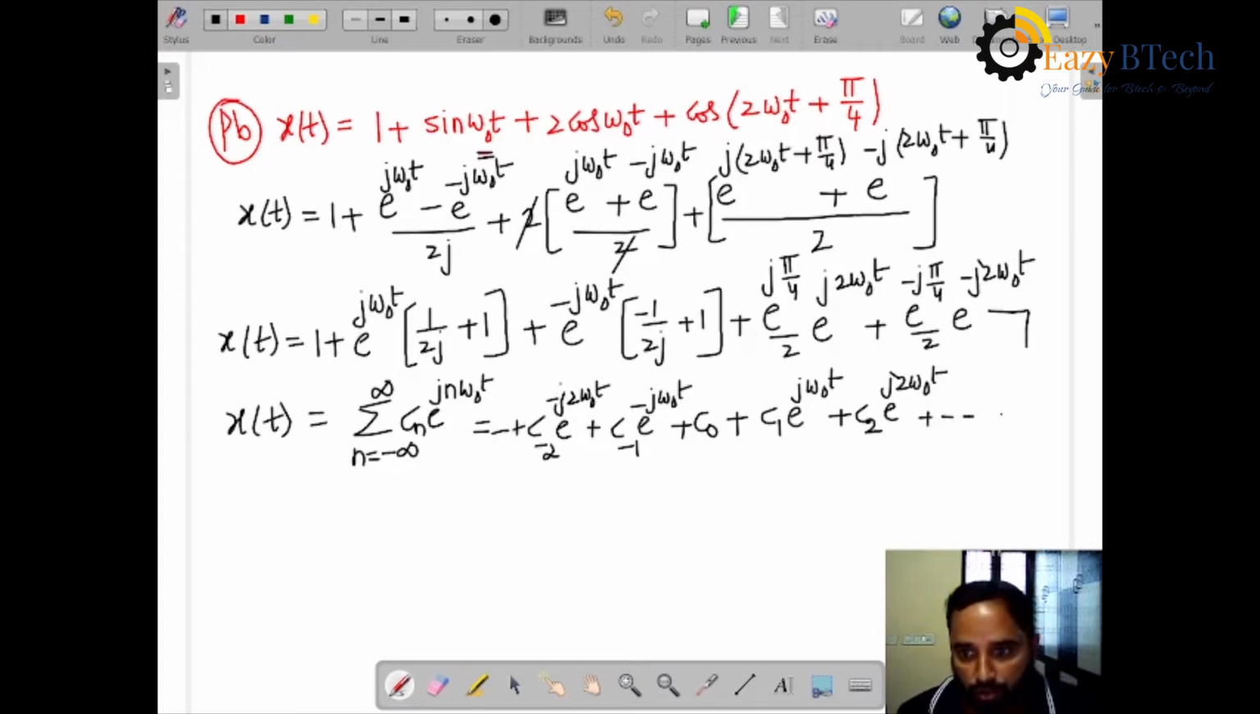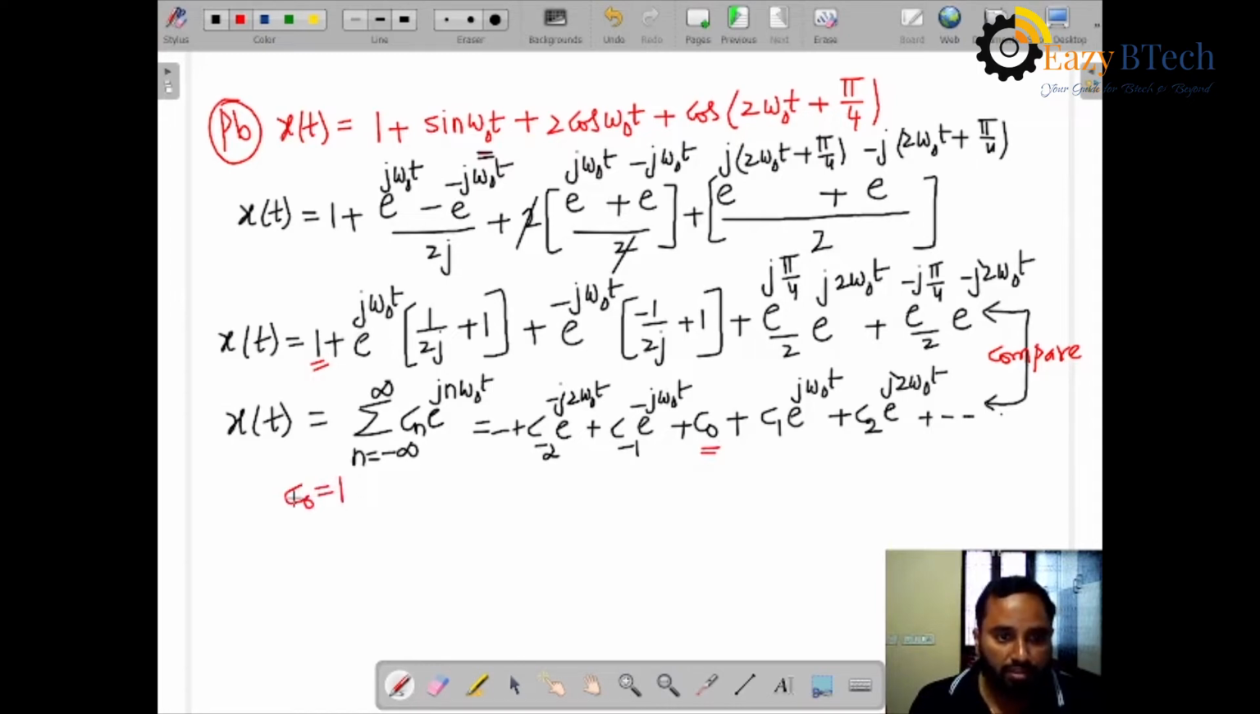Now we are going to compare these two. By the comparison we can get the results. What is the C naught here? It is 1. So the first comparison: C naught is 1.